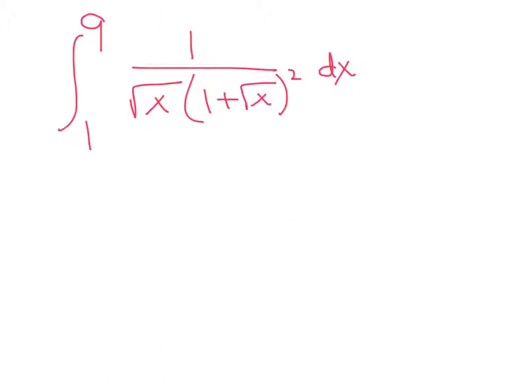All right, well, we've got a fantastic one to end the night with here. We've got the definite integral, because it has bounds, from 1 to 9, of 1 over the square root of x times 1 plus the square root of x squared.